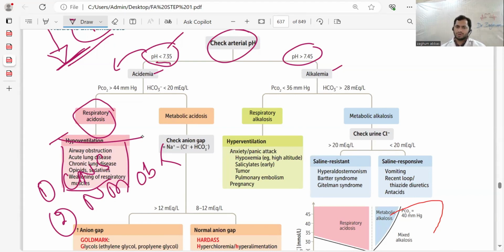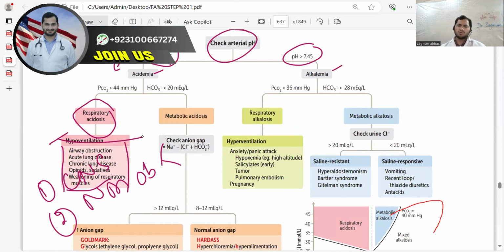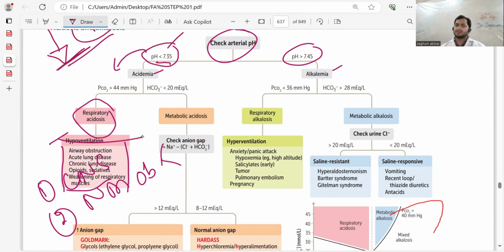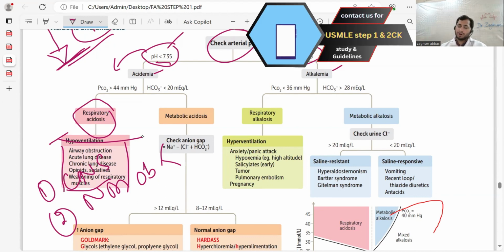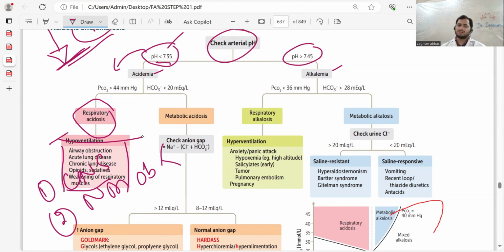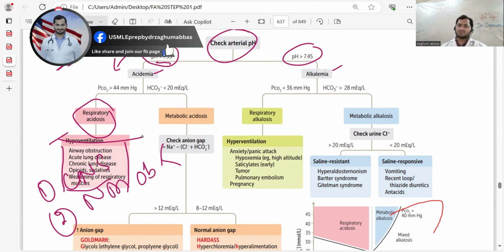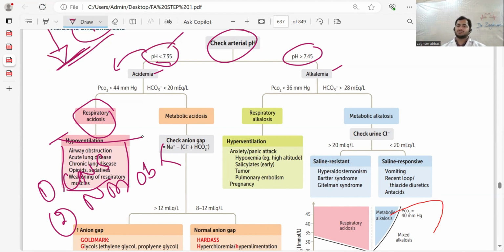What is the cause of death in Guillain-Barré syndrome? It is respiratory failure. What is the cause of death in myasthenia gravis? That is also respiratory failure. So you have to remember, because there are multiple neurological disorders associated with respiratory failure. Then next are the muscular causes like Duchenne muscular dystrophy, myotonic dystrophy. There are multiple dystrophies that can cause hypoventilation. So that's all.